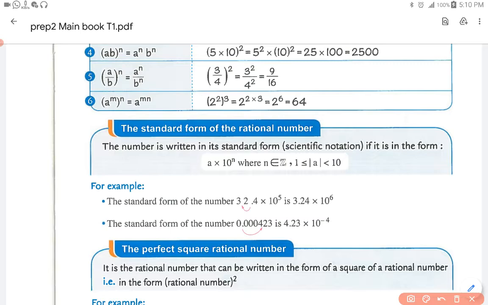Let's see an example together. Standard form of 32.4 times 10 to power 5. This number is not standard because 32.4 is greater than 10, which is not allowed. I want a number smaller than 10 and greater than or equal to 1. So what will I do? I will divide this number by 10. 32.4 divided by 10 becomes 3.24.